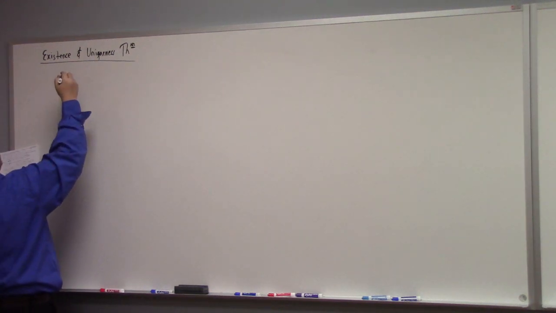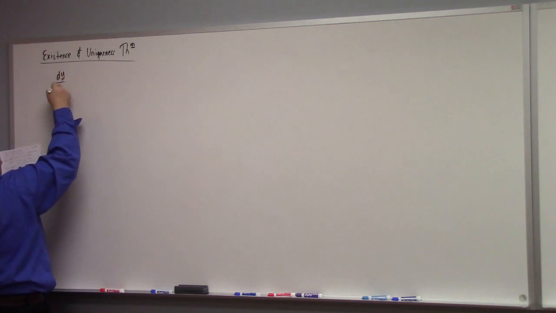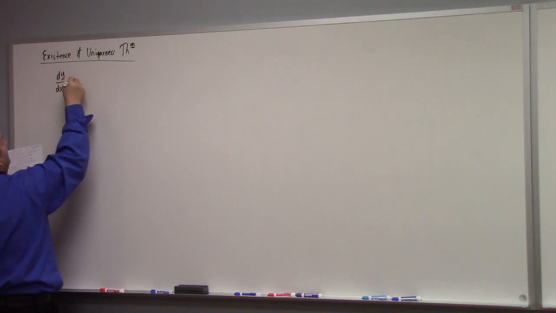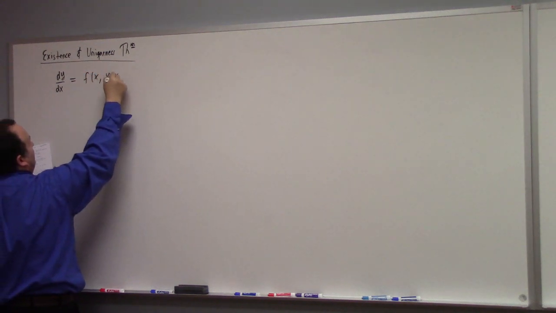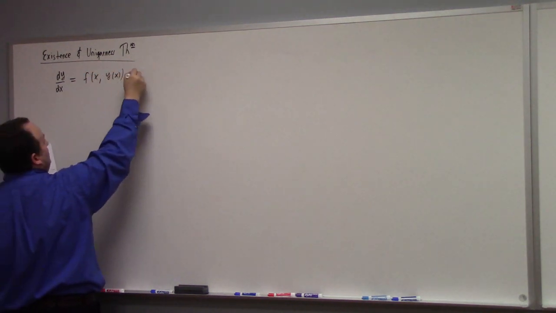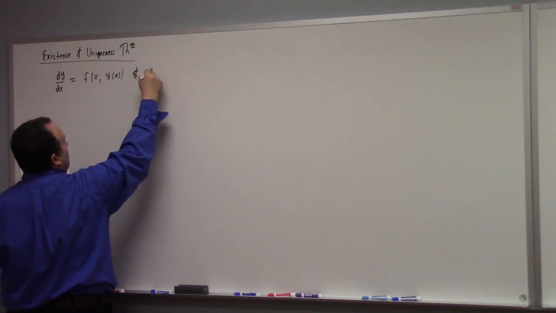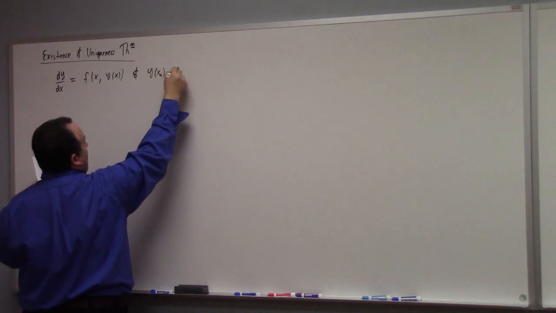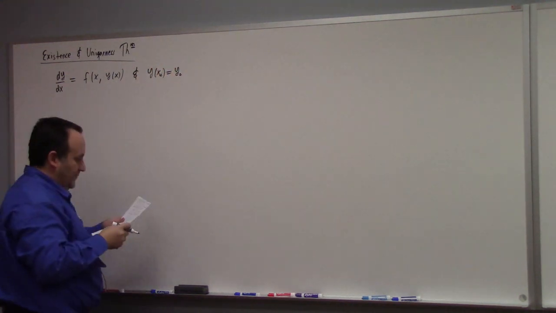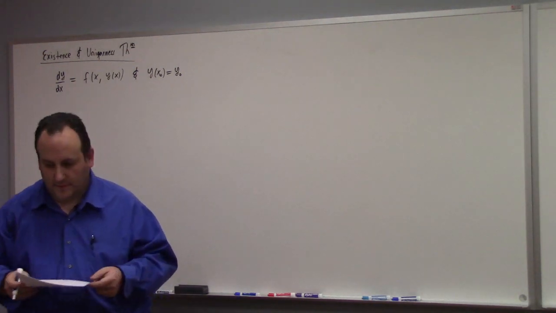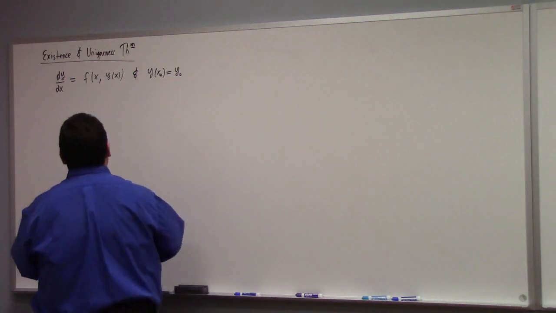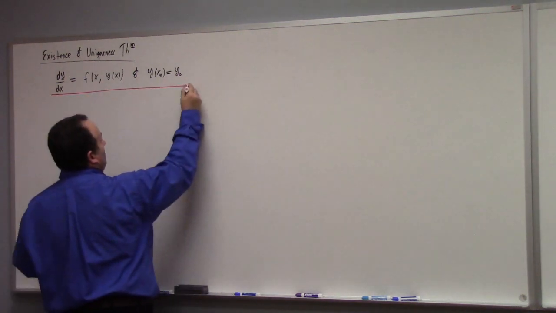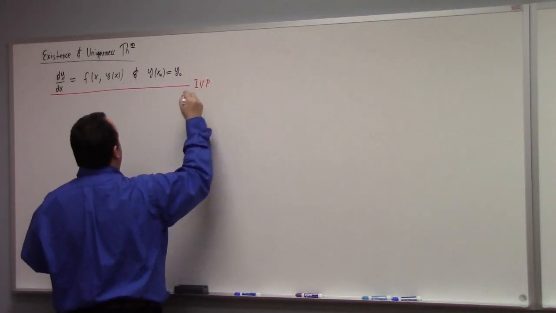So the basic issue here is, how do you solve dy/dx equals some function f of x comma y of x? And you're also given that y of x naught is equal to y naught. So this is, of course, an initial value problem. We'll call it IVP, initial value problem.